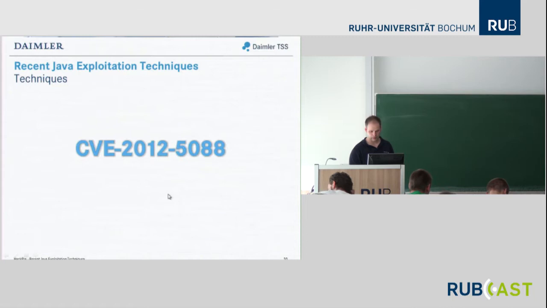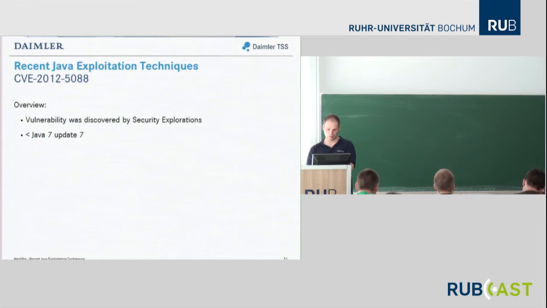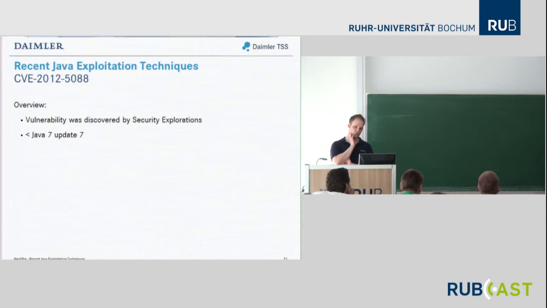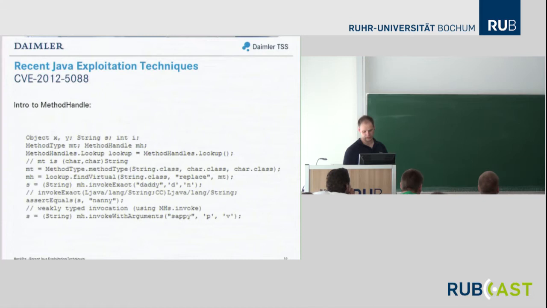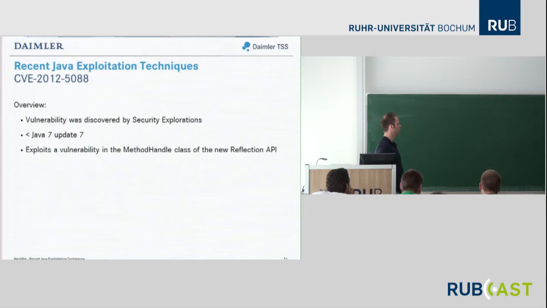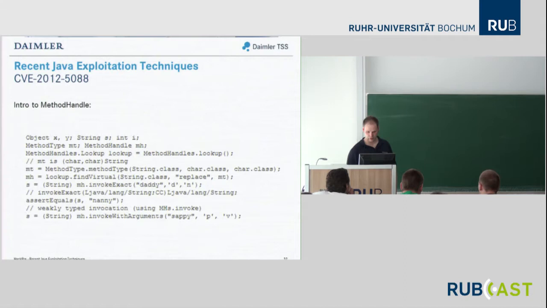So the vulnerability which I want to show to you is so easy. It was discovered by Adam of Security Explorations. It was affecting everything. I think it was Java 7, and I think they fixed it in Java 7 update 7. Yes, that's right. And this exploit was using the MethodHandle class. The best thing is to show you how this MethodHandle class works on an example.